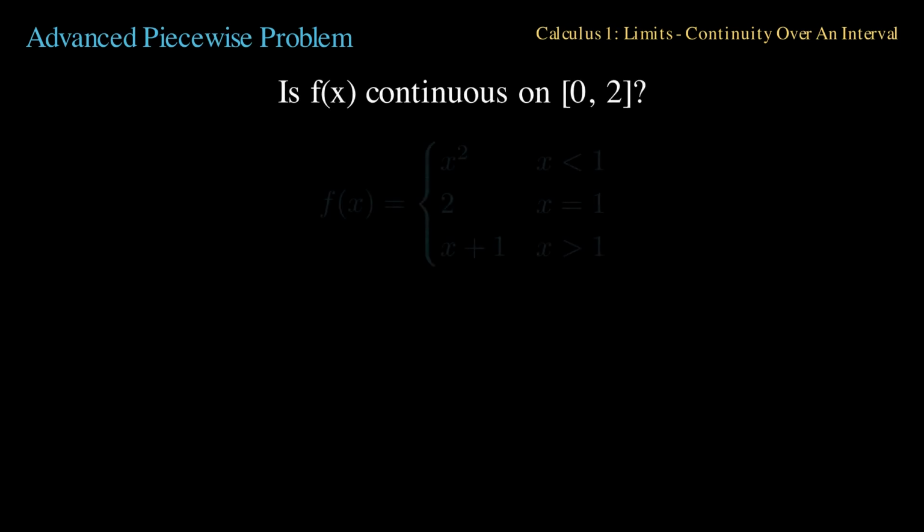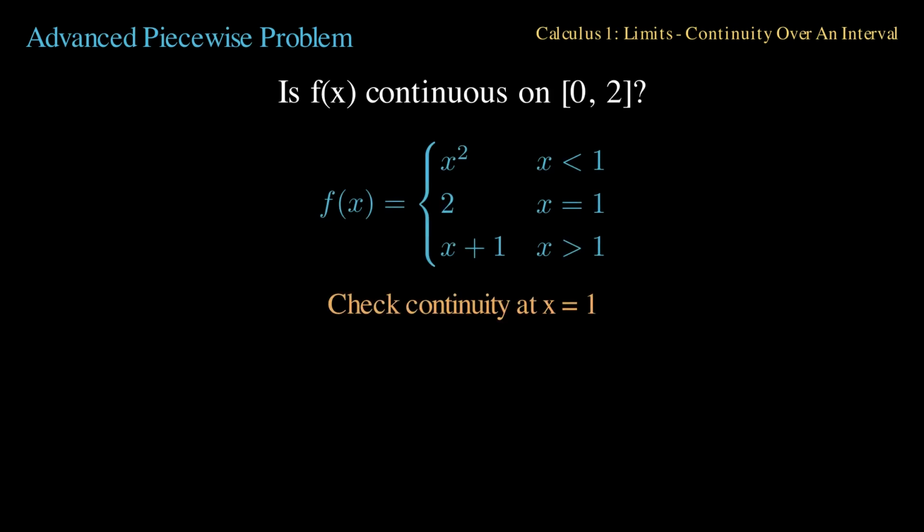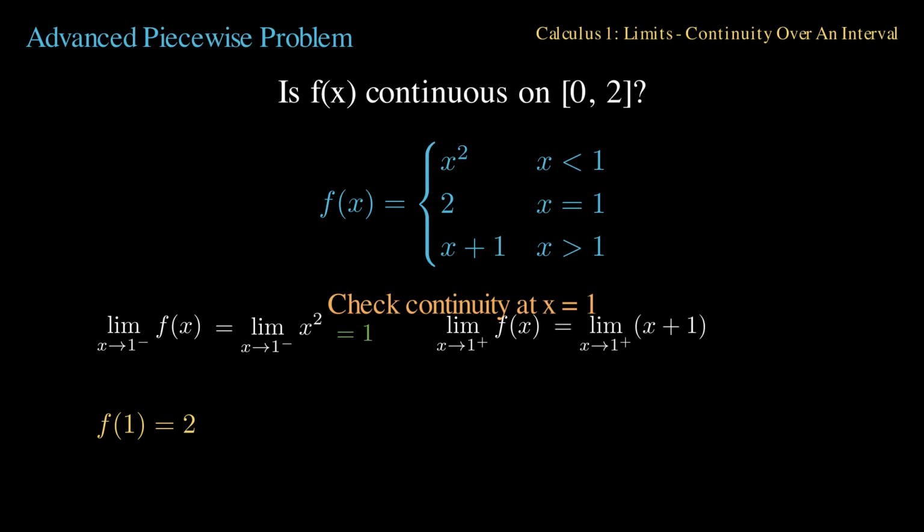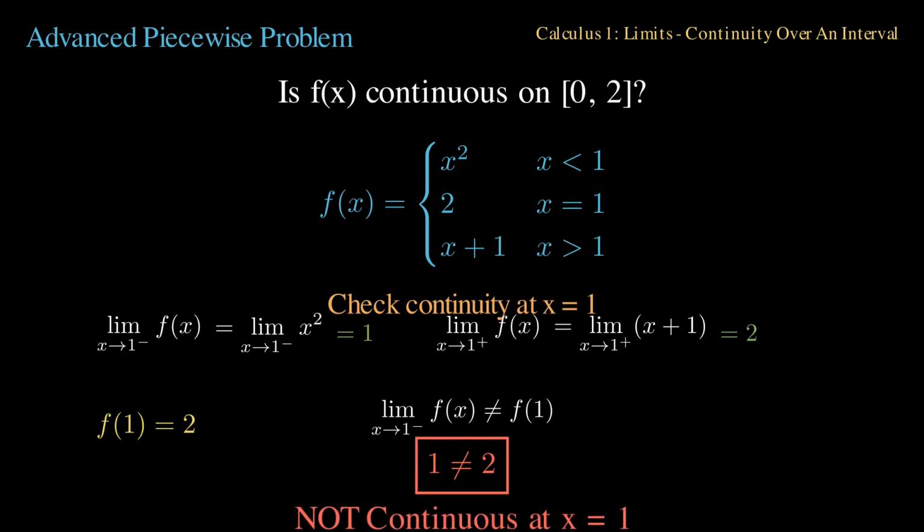Determine if the piecewise function f of x is continuous on the closed interval from 0 to 2. The function is defined as x squared for x less than 1. For x equals 1, it equals 2. For x greater than 1, it equals x plus 1. We will check continuity at x equals 1.